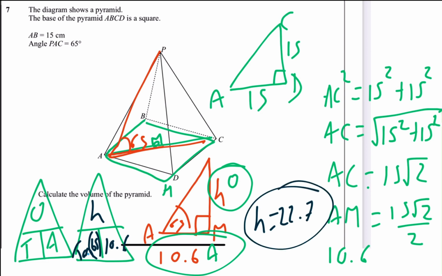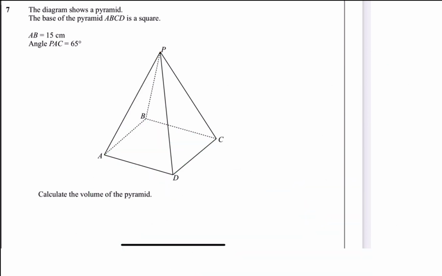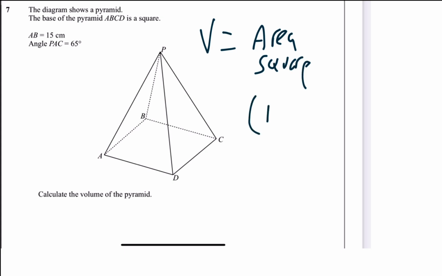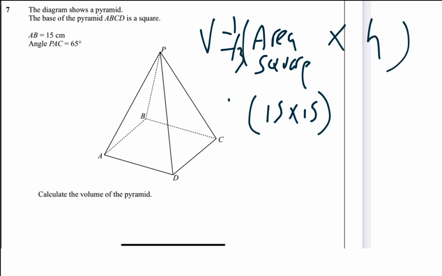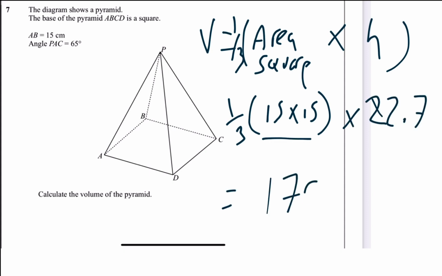22.7. Now that I know the height, which is 22.7, if we use the formula again, the volume is equal to the area of the square, which is 15 by 15, multiplied by the height. Don't forget, it is 1/3 of it. So 1/3 of the square times 22.7, giving us 1706 centimeters cubed.